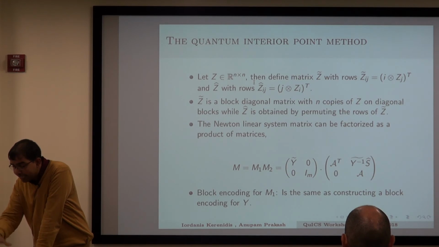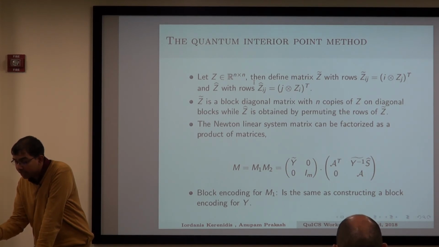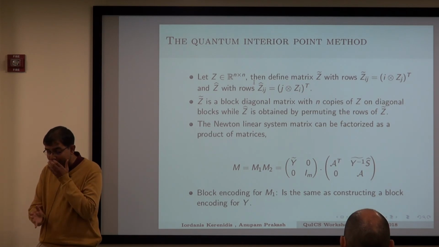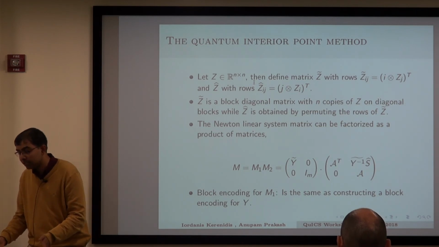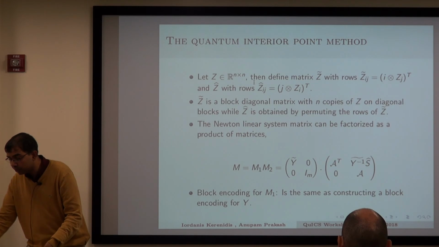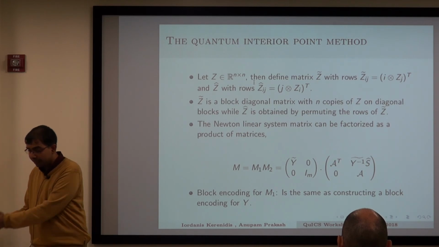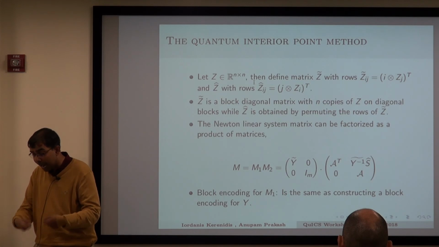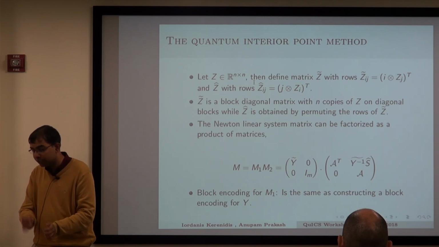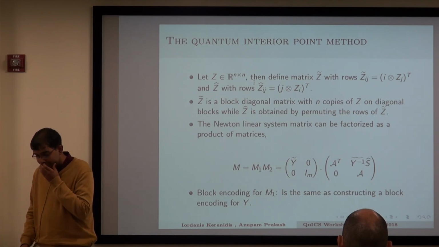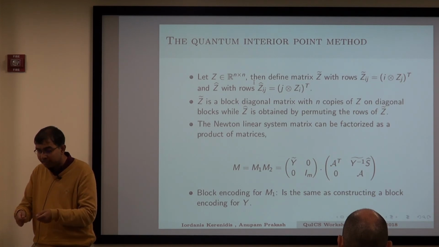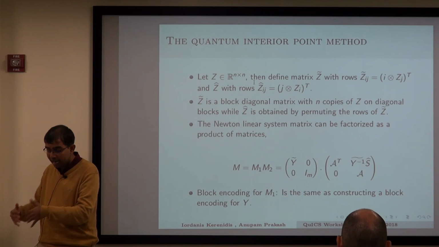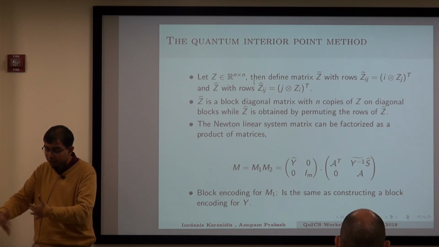For any given matrix Z, one can define Z tilde to be an n squared by n squared matrix, where the original matrix is n by n. This Z tilde has rows given by I tensored Zj, and Z hat similarly has rows given by J tensored Zi. The point about them is that Z tilde is a block diagonal matrix with n copies of Z on the diagonal, and Z hat is a permutation of Z tilde.